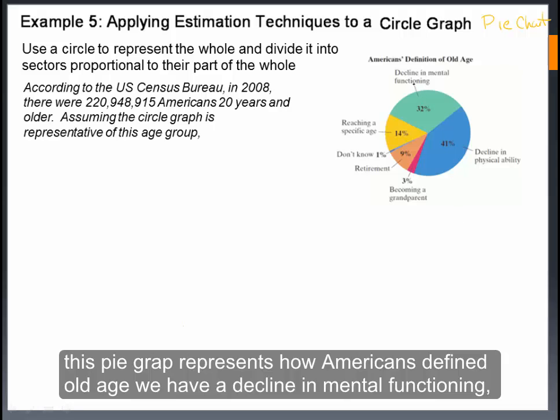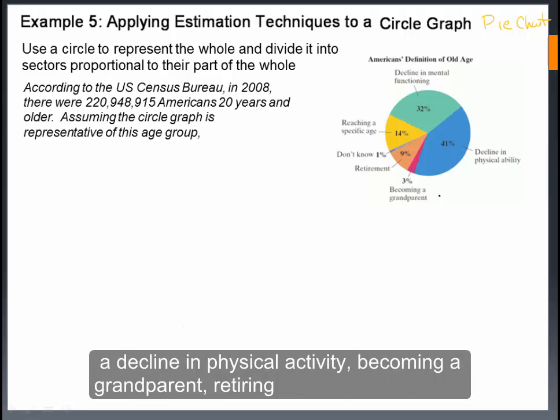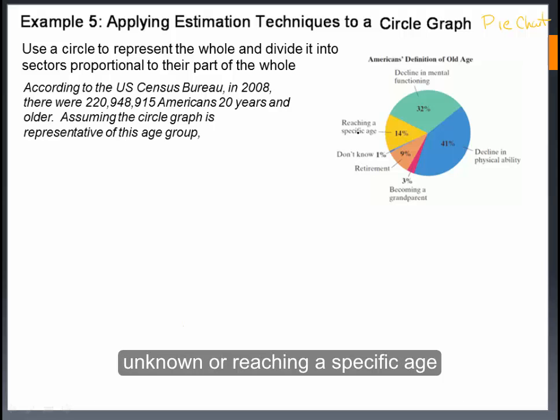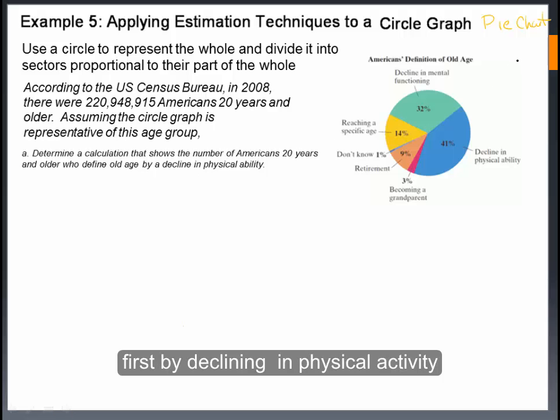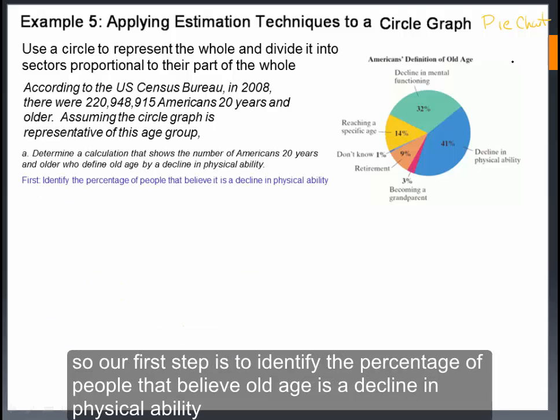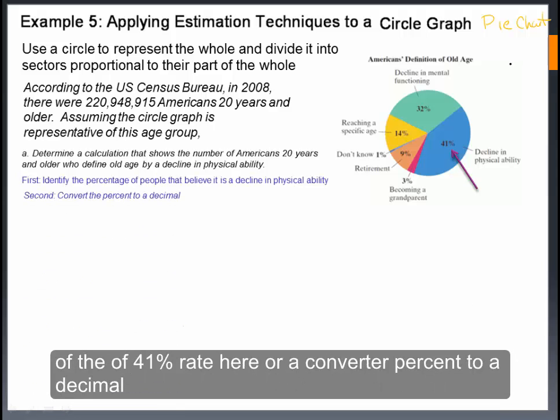We have a decline in mental functioning, a decline in physical activity, becoming a grandparent, retiring, unknown, or reaching a specific age. We can determine a calculation that shows the number of Americans that are over 21 and how they define old age, first by a decline in physical activity. So our first step is to identify the percentage of people that believe old age is a decline in physical ability. That would be our 41% right here.